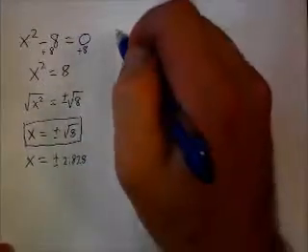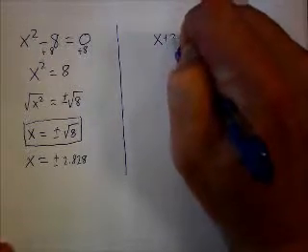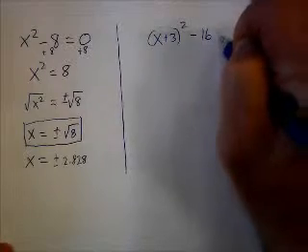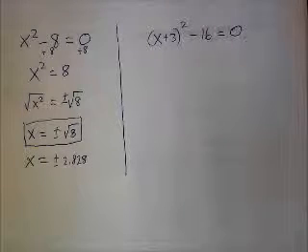All right, how about this one? How about x plus 3, whole thing squared, minus 16 equals 0. Any thoughts on how you could solve that equation?